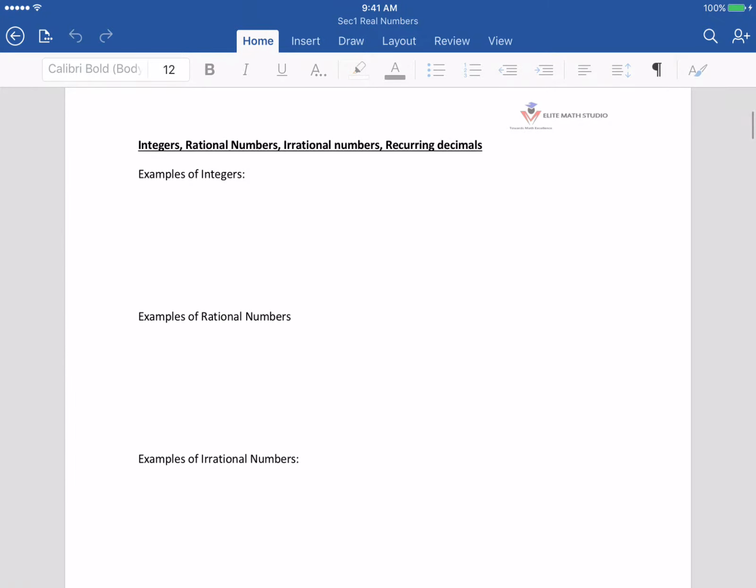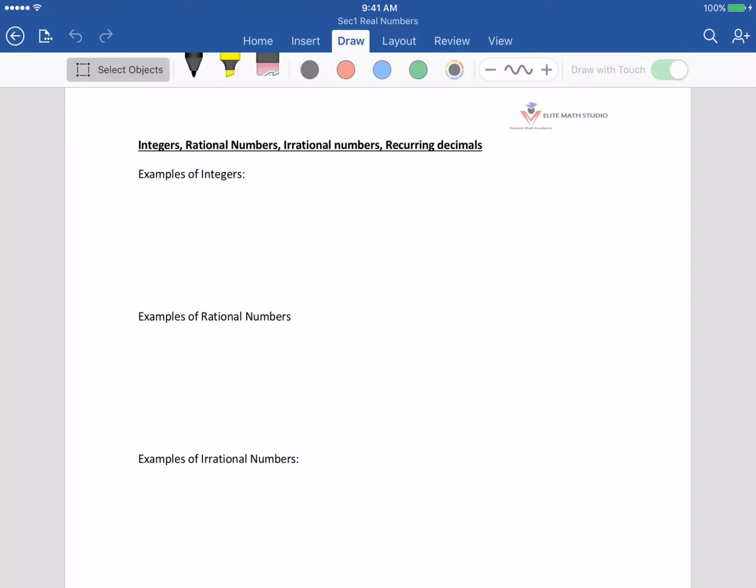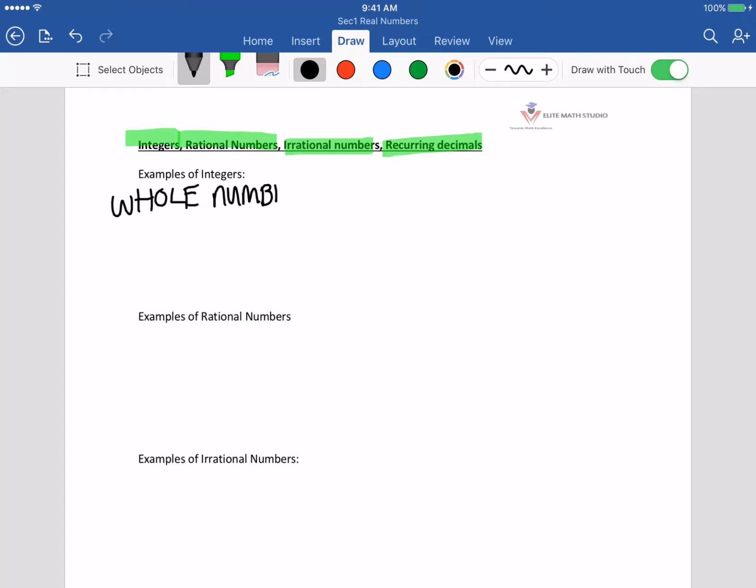The first concept of today is actually knowing what are integers, rational numbers, irrational numbers, and recurring decimals. So what are integers? Integers are actually just whole numbers. For example, 1, 2, 3, 10, 31, 50, 69, -2, -7, -9.